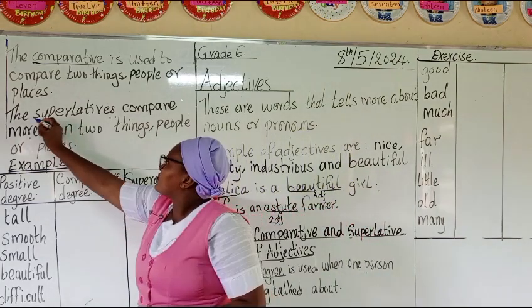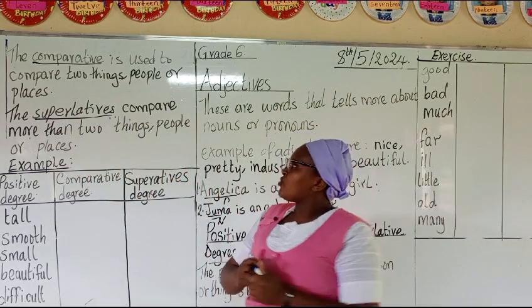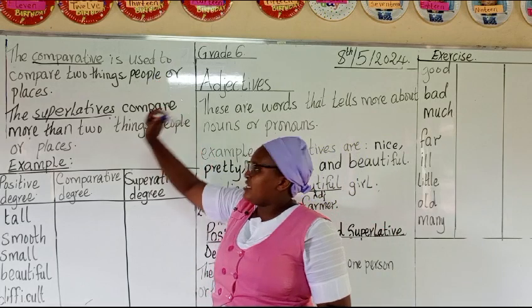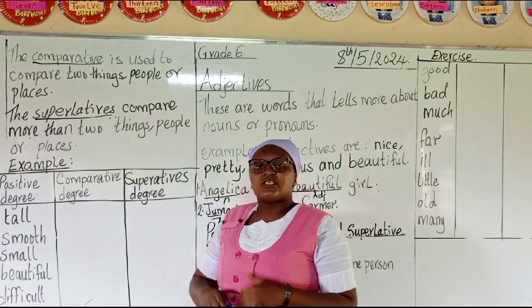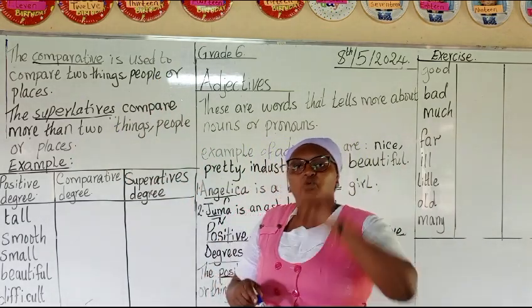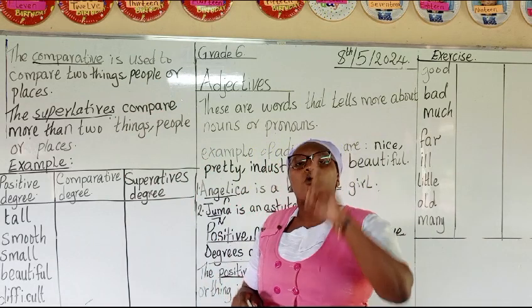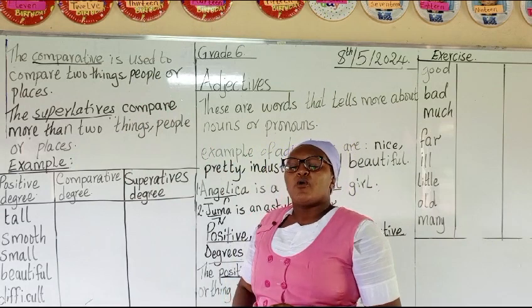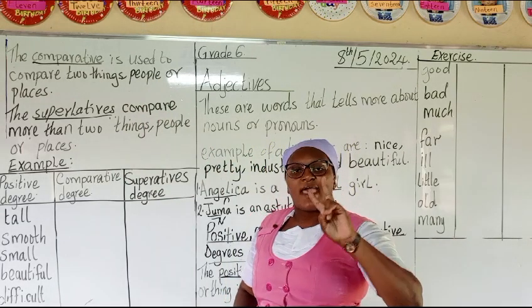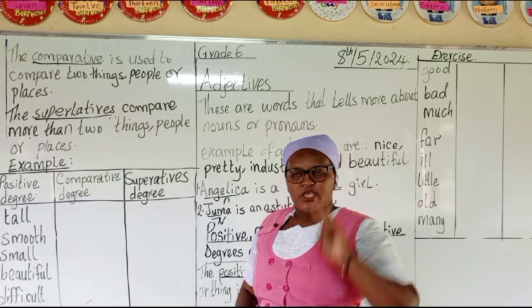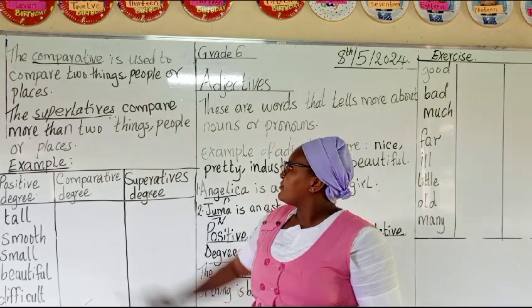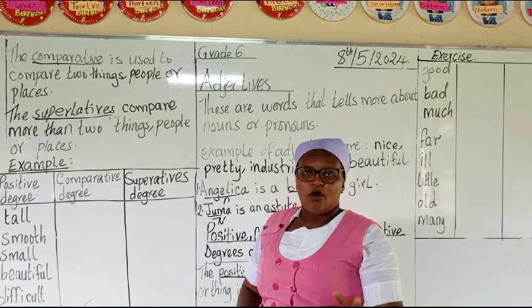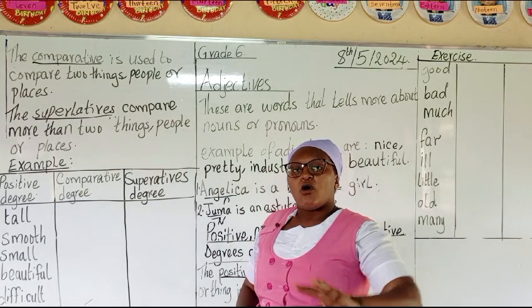In other words, this can be referred to as first degree, second degree, third degree. First degree, we discuss one item, one person, one thing. Second degree, which is comparative adjectives, we compare two people, two things, or two places. Superlative, we compare more than two of the items, people, or things.